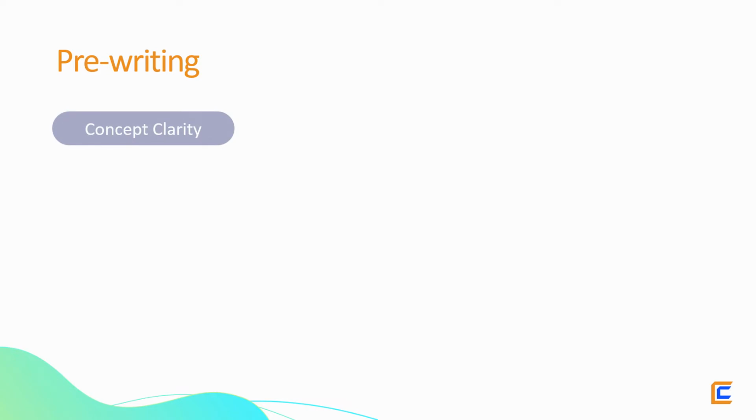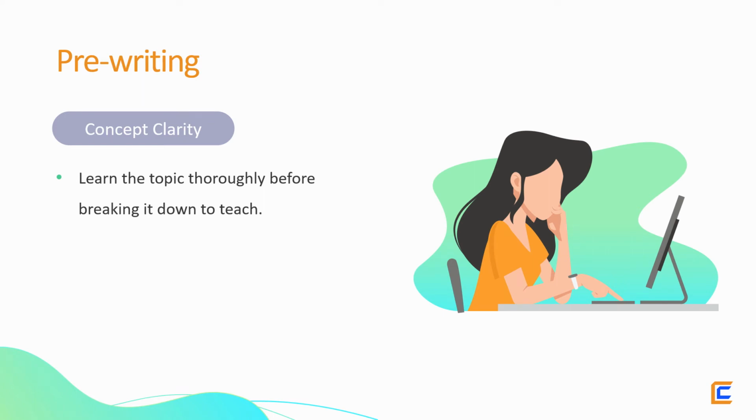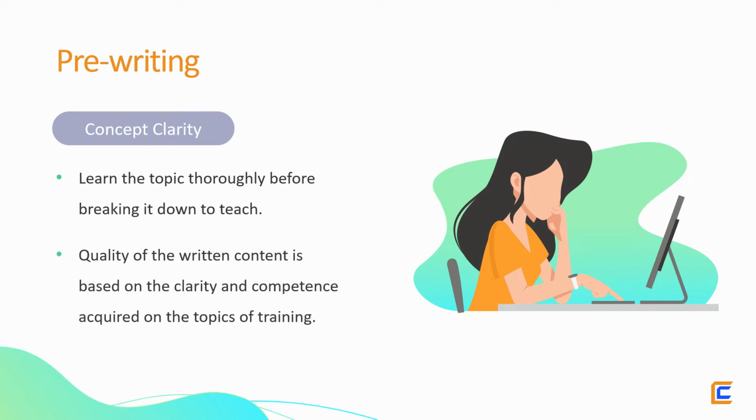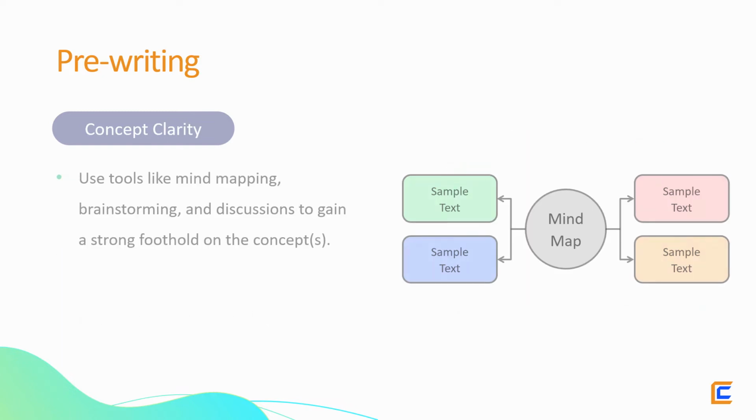Concept clarity. As instructional designers, you need to first learn your topic thoroughly before you break it down to teach it through your writing. Hence, the quality of your written content is based on the clarity and competence that you acquire on the topics of your training. You can use various tools such as mind mapping, brainstorming, and discussions to gain a strong foothold on the concepts.